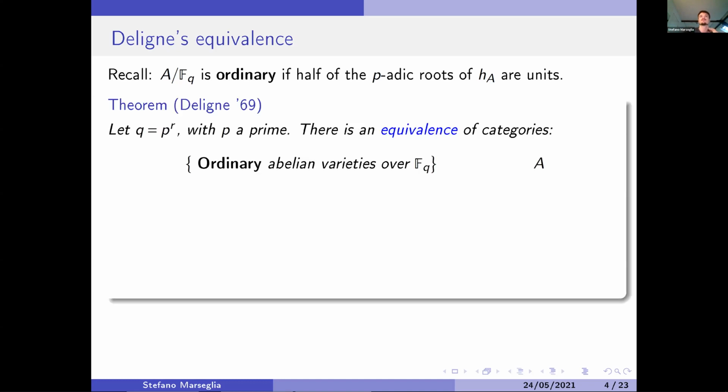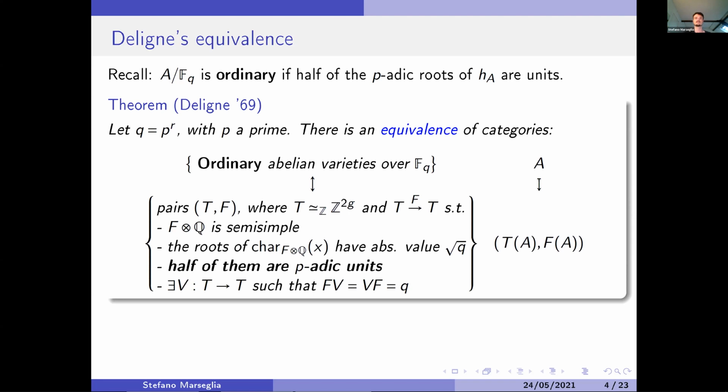Deligne in '69 proved that there exists an equivalence between the category of ordinary Abelian varieties over F_q and the category of pairs (T, F), where T is a lattice of even rank and F is an endomorphism of this lattice, so a Z-linear map, that satisfies the following axioms. It is semisimple. The roots of its characteristic polynomial all have complex absolute value square root of q. Half of the p-adic roots are p-adic units, and there exists an endomorphism V going in the opposite direction, such that both compositions with F are just multiplication by q. Okay? So, let me tell you what the functor is, the functor that induces this equivalence, because it will make everything a lot clearer.